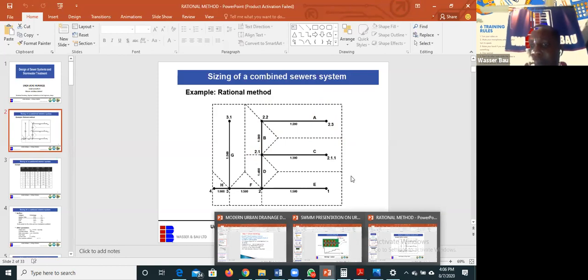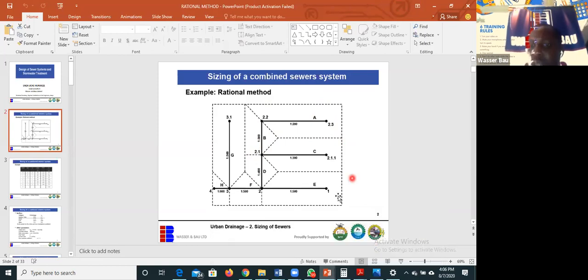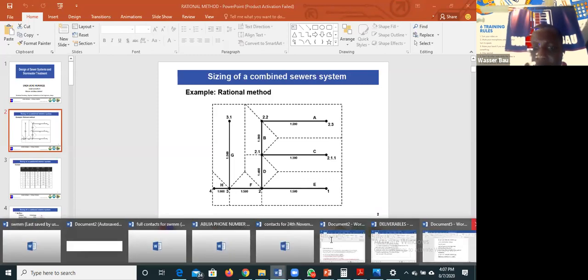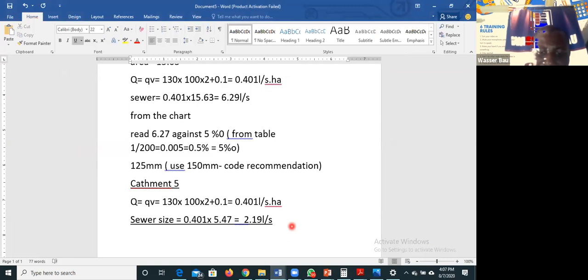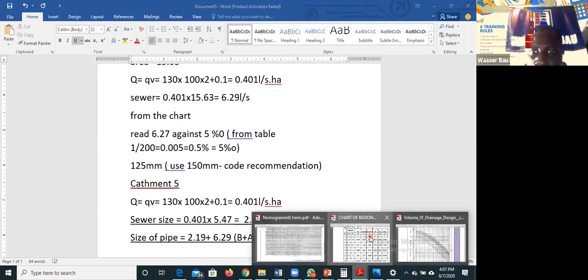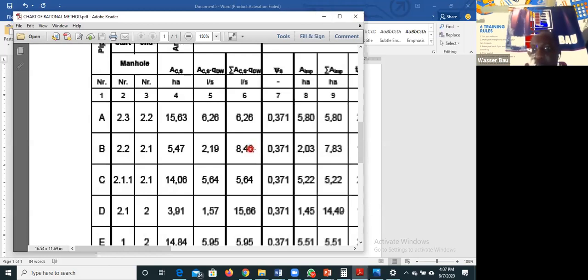A is emptying into B. Okay, so therefore the size of pipe B is going to be 2.19 plus 6.29, which in brackets is B plus A. And that will give you 8.46. That's how we got this 8.46.